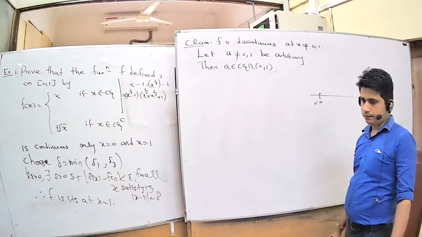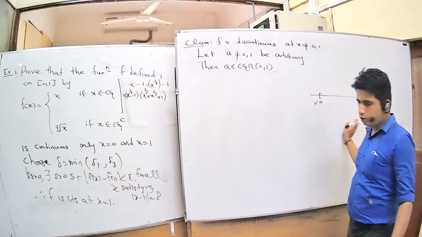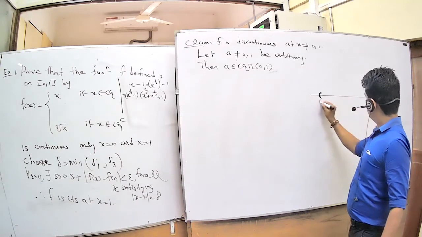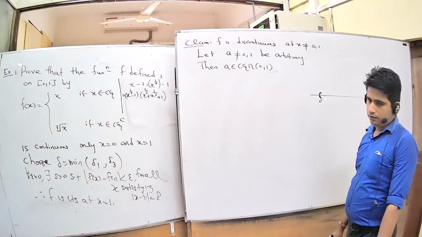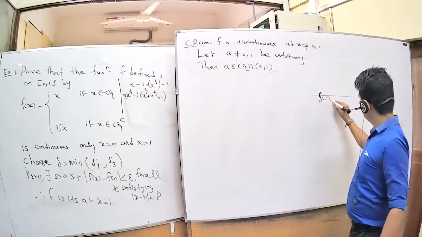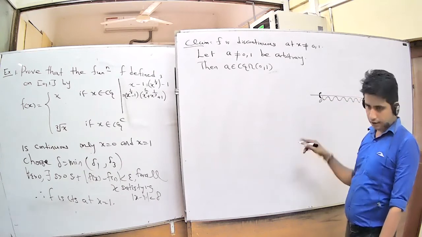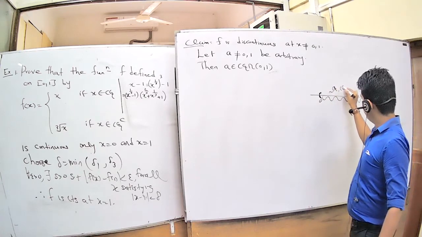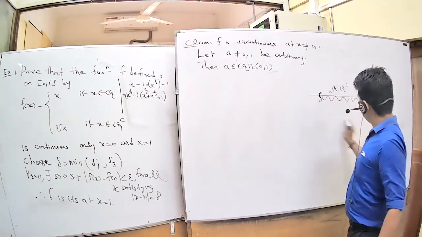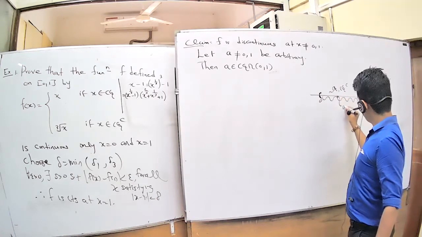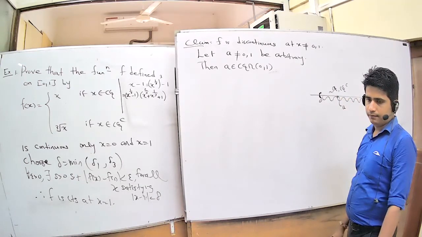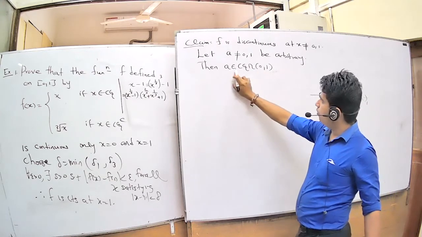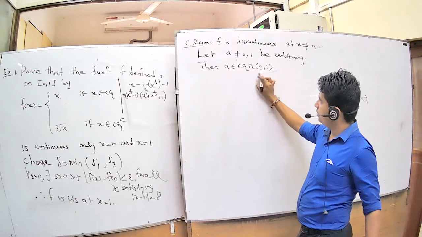Now, except these two points, you have the open interval (0, 1). Here there are so many rational numbers and irrational numbers. So in the interval you can choose one of the numbers a. x belongs to the rational numbers intersection (0, 1) means a belongs to the rational numbers and a belongs to the open interval (0, 1). Is it okay? It's okay.